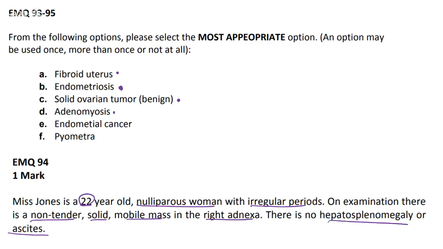Okay, adenomyosis, is that going to go to that next time? No. Cancer, no. Pyometra. So that's inflammation of the uterine cavity. Okay, that's also not going to be that next time unless you have, for example, lymphadenopathy. But there's nothing else in here to suggest that that's the case. So the answer here is a benign tumor. Okay.